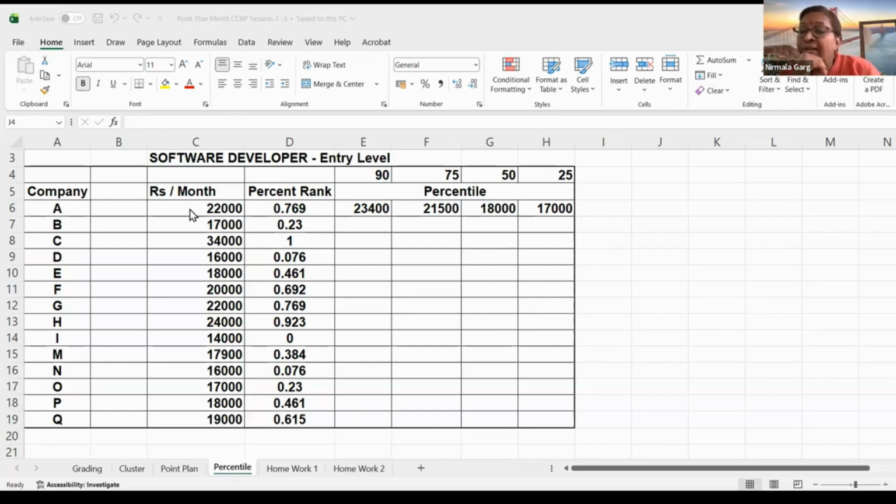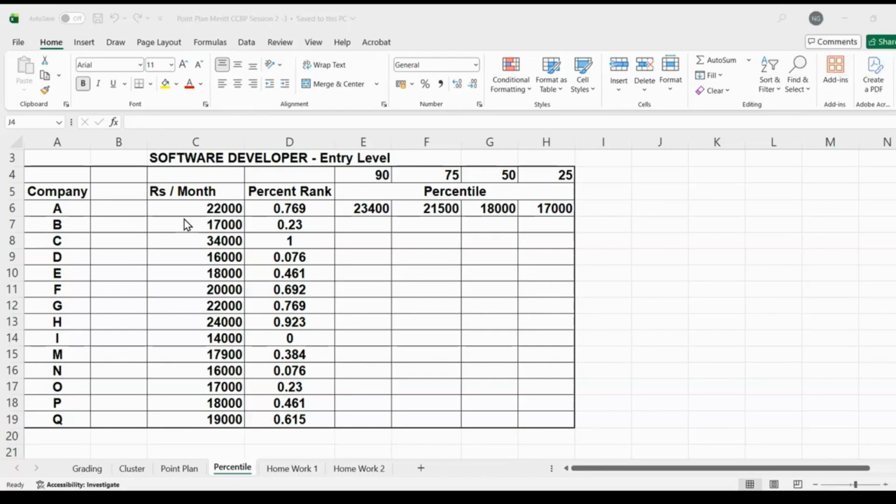I have to first of all collect data, right? So I have collected market data from A to Q. These are all names of companies. How many companies are here? 1, 2, 3, 4, 5, 6, 7, 8, 9, 10, 11, 12, 13, 14, 15, whatever. So, 15. I have collected data. A is paying how much? Somebody quickly, please.